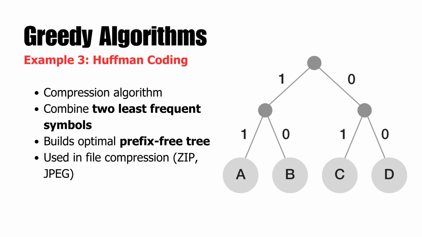Our final example is Huffman coding, used in data compression. It builds an optimal prefix-free code by repeatedly combining the two least frequent characters. This greedy strategy constructs a binary tree that minimizes the total encoded message length.